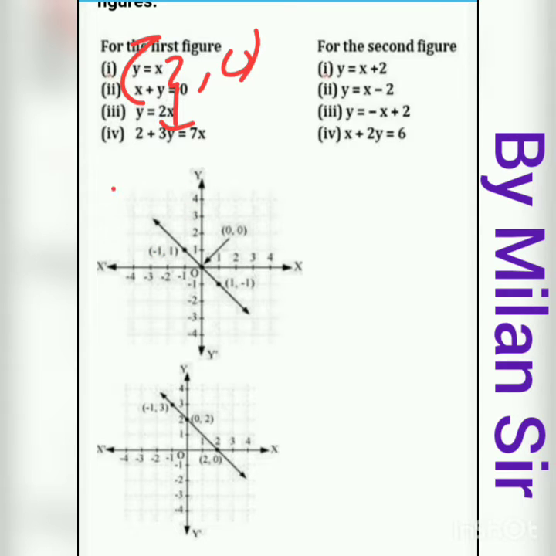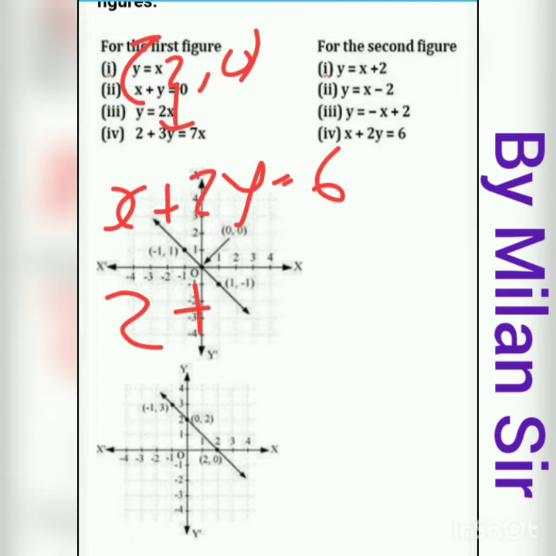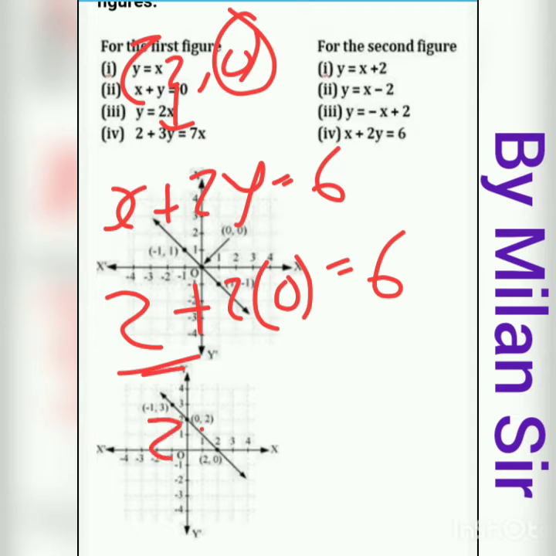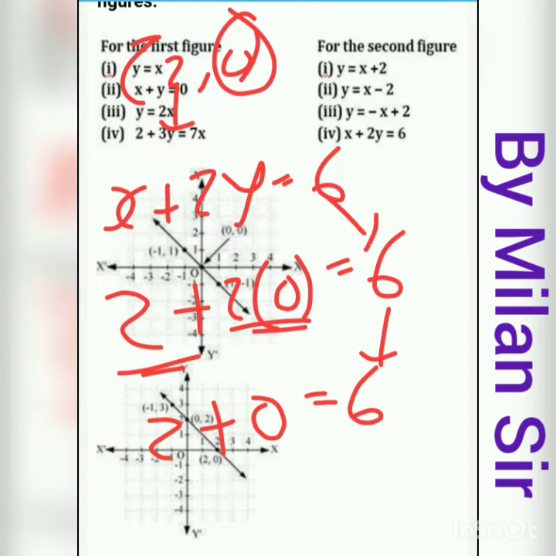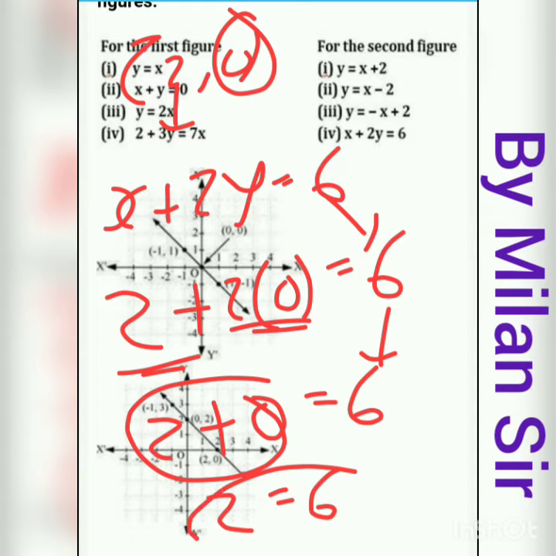Now option number 4, x plus 2y is equal to 6. Okay, now the value of x is 2 plus 2. Now y, here we have y is equal to 0, right? So in place of y, 0. Now here 2 plus 2 into 0 is equal to 6 as it is. Now 2 plus 0 is 2, 2 is equal to 6. Okay, this is not possible, so option 4 is not correct.